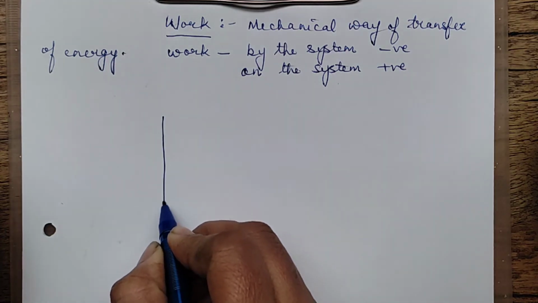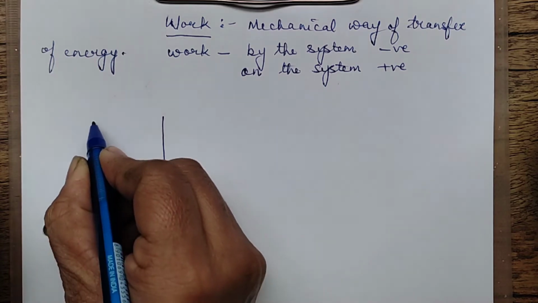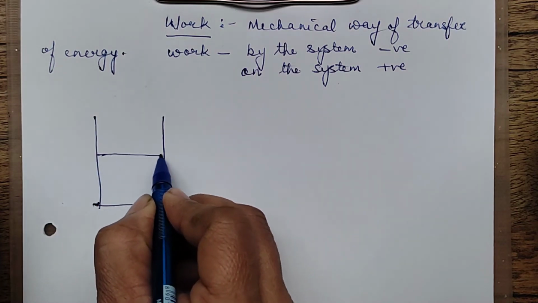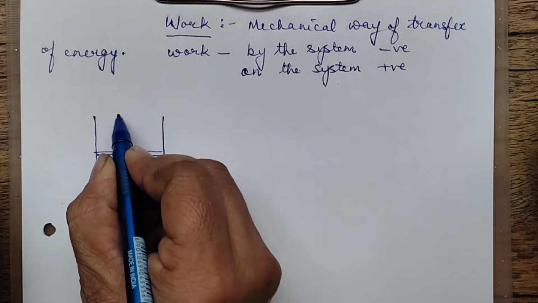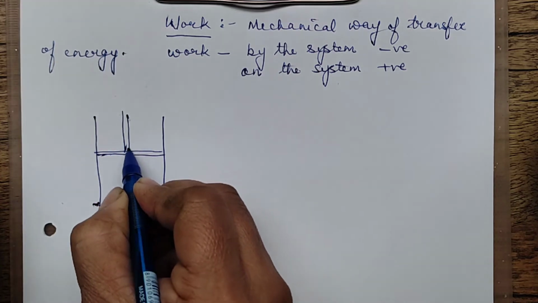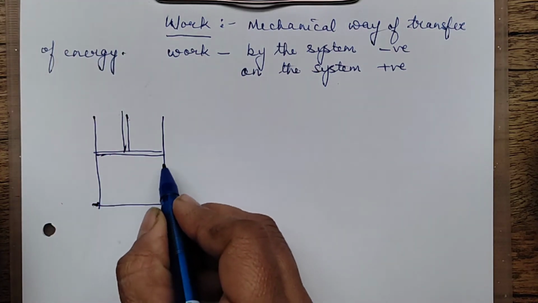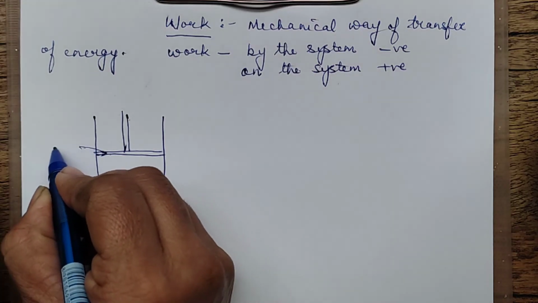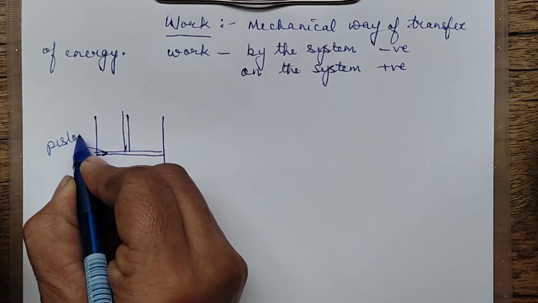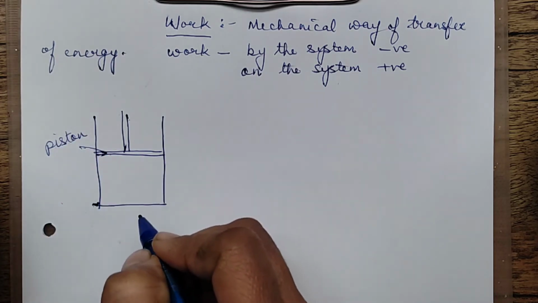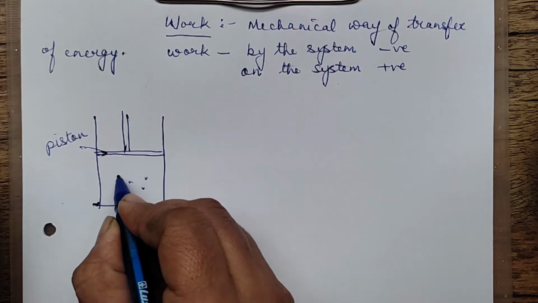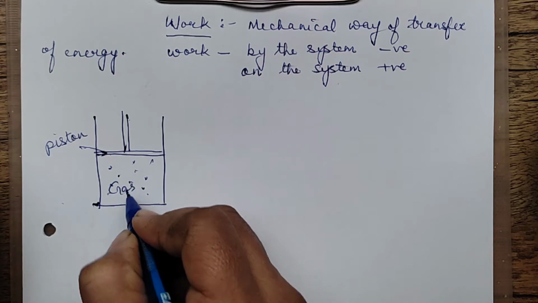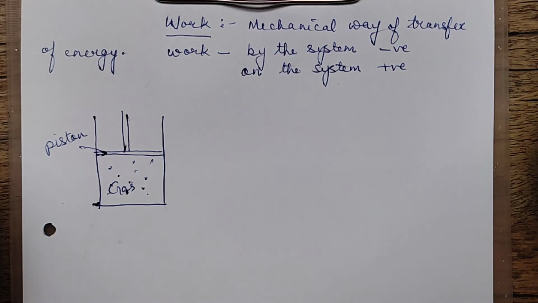we are considering a cylinder. There is a cylinder, and the cylinder is fitted with the piston. It's basically a frictionless piston, means it can go up and down. This is a piston, frictionless piston. And here we have taken a cylinder. Inside this we have taken gas inside this cylinder.